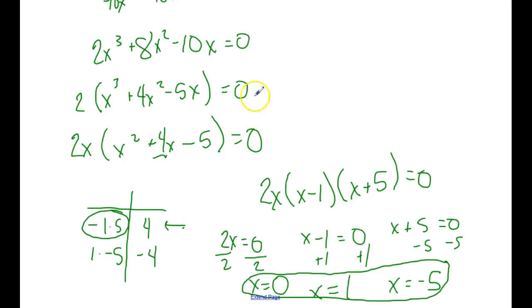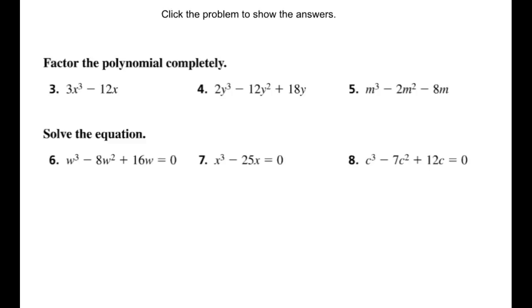So first I have to get everything to one side, and then I follow my steps to factor. And then I use my zero product property to solve for my x values. So here are a couple of monitoring progress. I want you to give these a shot and try them.